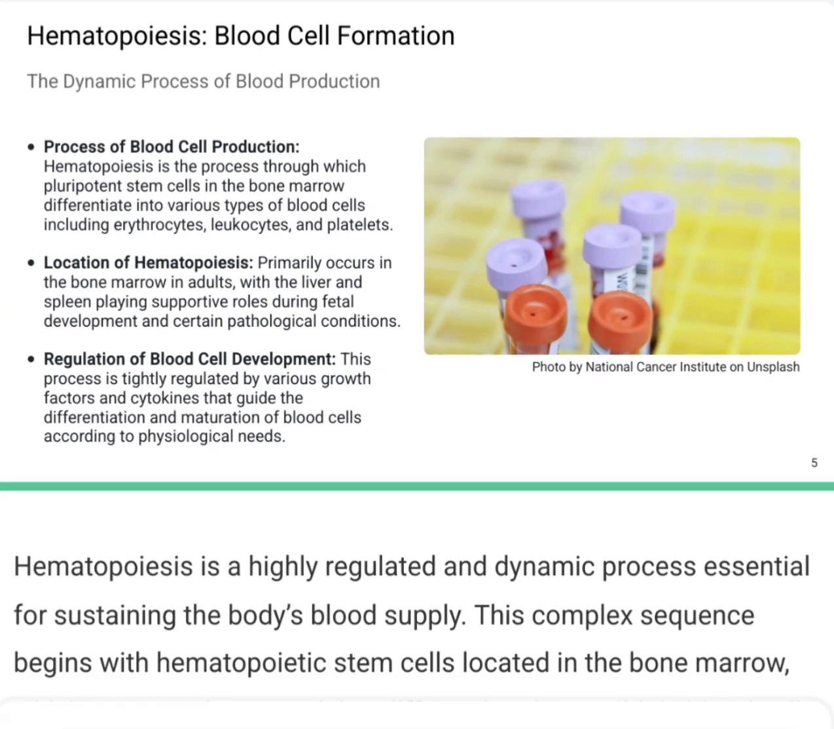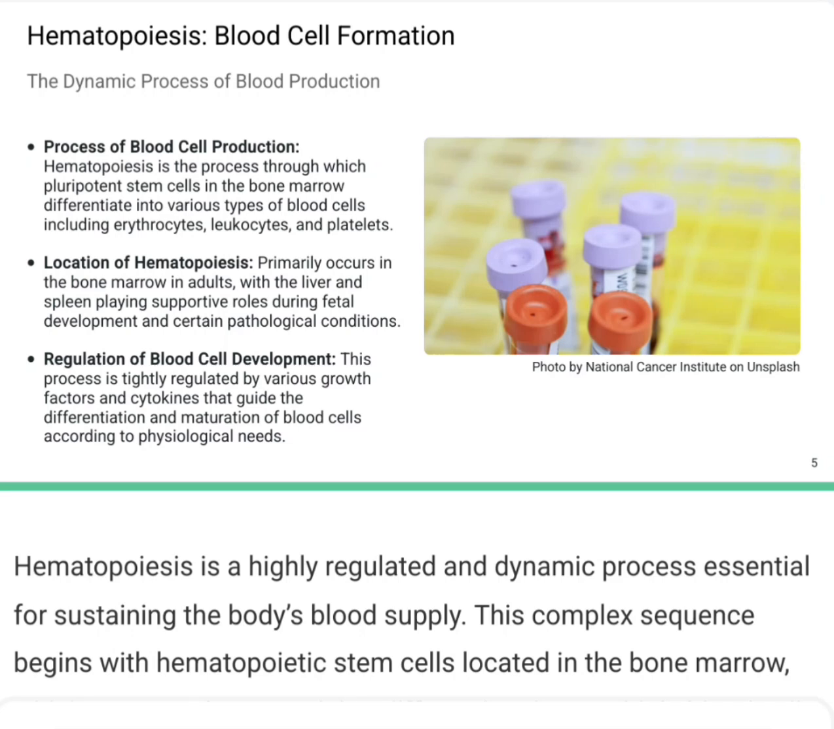Hematopoiesis, blood cell formation. The dynamic process of blood production. Hematopoiesis is the process through which pluripotent stem cells in the bone marrow differentiate into various types of cells, including erythrocytes, leukocytes, and platelets.